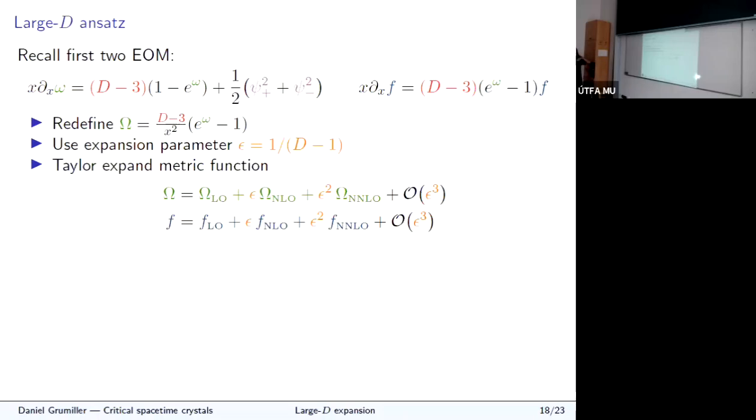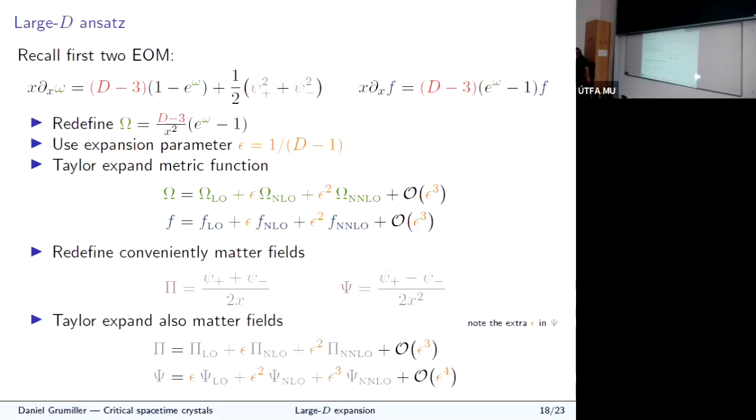And then we just Taylor expand all the metric functions and scalar field functions in powers of epsilon, starting at order 1. And well, we'll go up to next-to-leading order. It's convenient to redefine matter fields as sum and difference of the fields plus and minus that I introduced. And then there's a small subtlety. It turns out that whereas phi also has a Taylor expansion starting at order 1, consistency with the equation of motion demands that psi starts at order epsilon. That's the only minor subtlety.